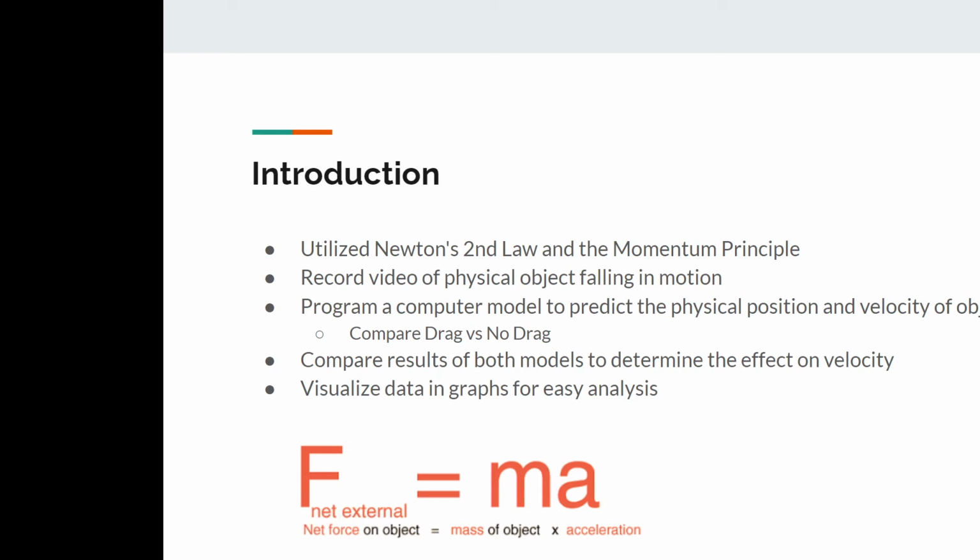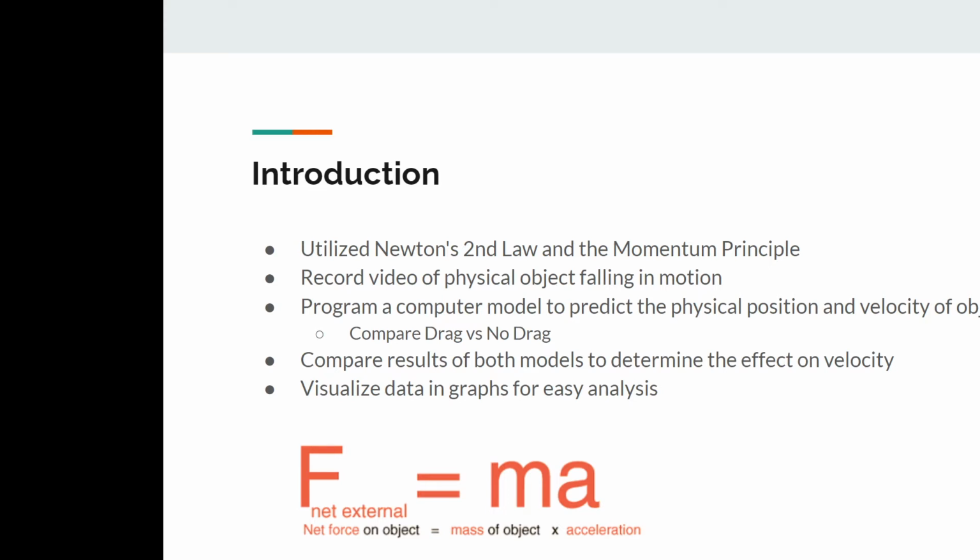A little introduction about the lab. Basically, for this lab, we were tasked with determining the velocity and position of the same object falling in motion in different circumstances. A big part of this was utilizing Newton's second law of motion, which I have written on the bottom of the slide, and the momentum principle, which is derived from Newton's second law of motion.